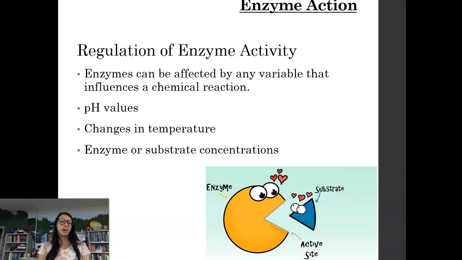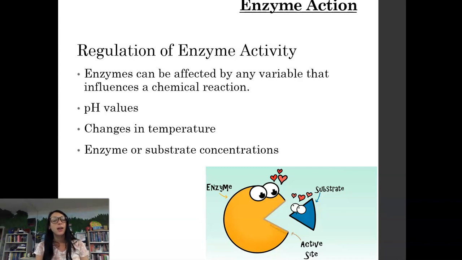Enzymes can be affected by variables that influence a chemical reaction, such as pH values, changes in temperatures, and the enzyme or substrate concentration. If you have more enzymes than you do substrates, then this reaction is going to progress a little bit quicker. However, if you have more substrates than you do enzymes, this reaction might progress a little bit slower. Things like pH values and changes in temperatures can denature your enzymes, making them no longer functional. So your enzymes have to be regulated and controlled to continue the process of chemical reactions in your body.